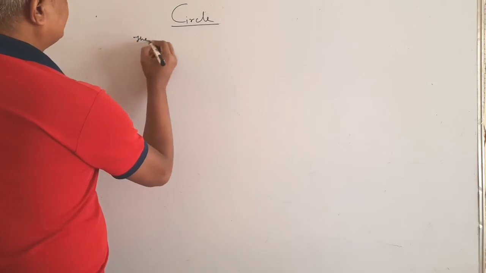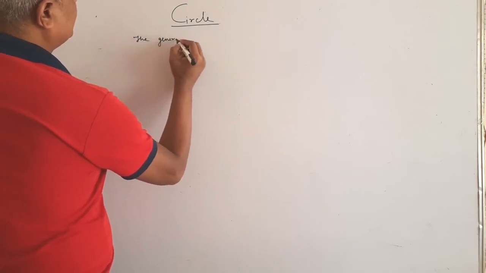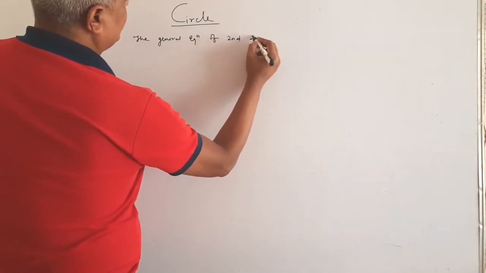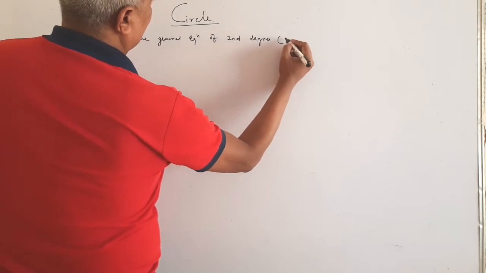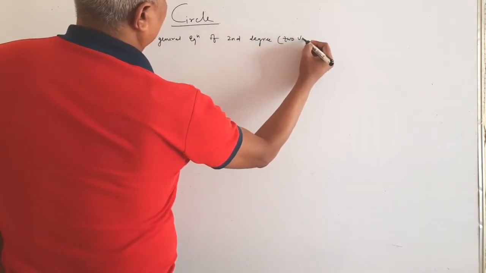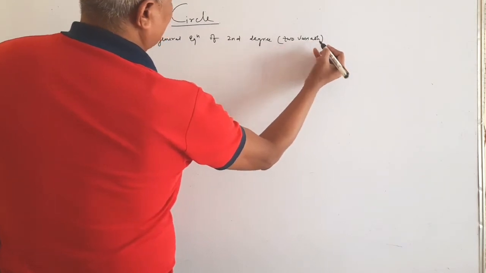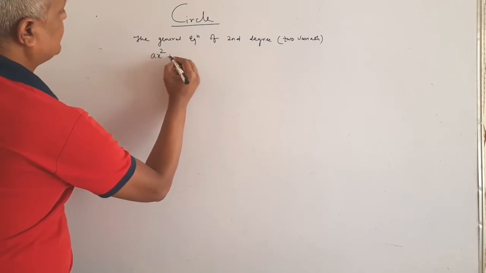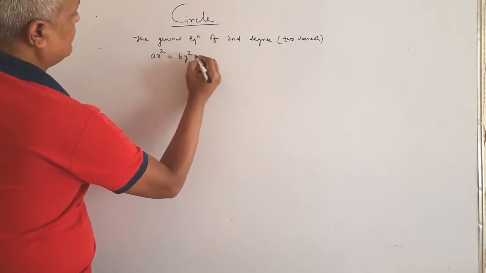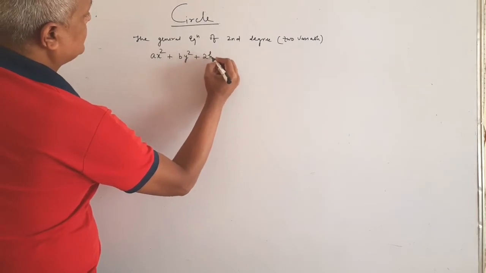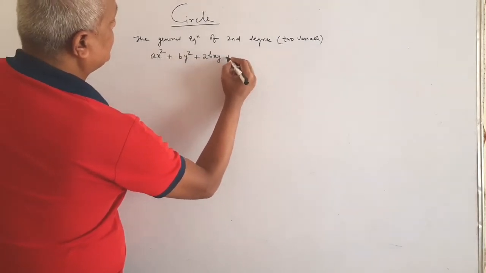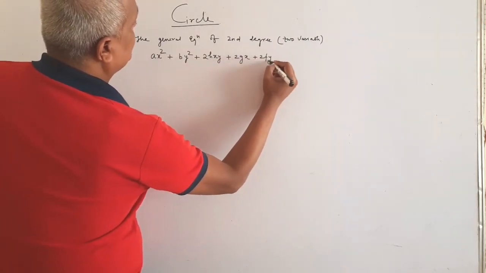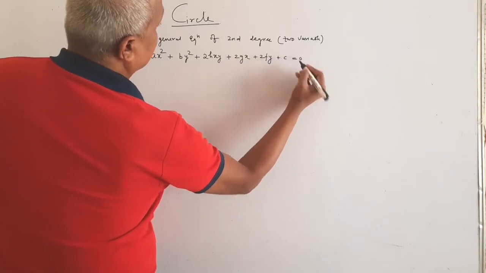So, the general equation of second degree with two variables is ax square plus by square plus 2hxy plus 2gx plus 2fy plus c equal to 0.